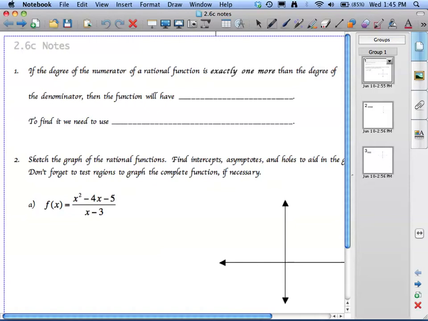Okay, if the degree of the numerator is 1 more than the degree of the denominator, so if I had degree 2 over degree 1, degree 3 over degree 2, degree 4 over degree 3, so they differ by 1, the function will have a slant asymptote. Meaning a linear equation, slant. Might be like that too, a slanted line.